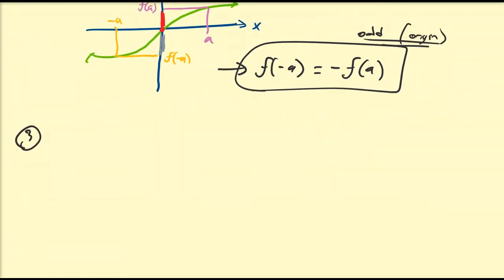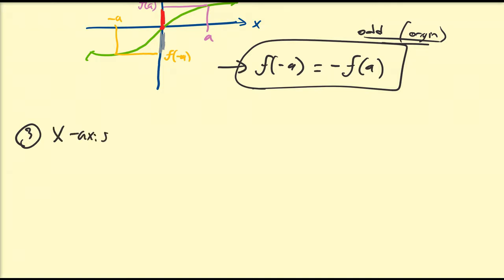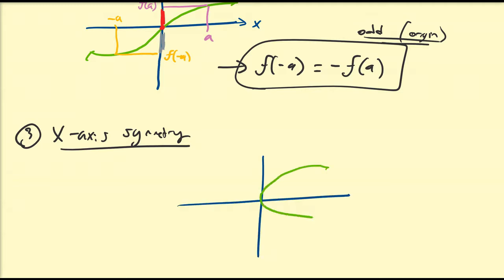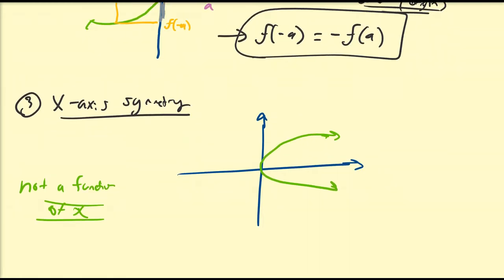So what about a curve that has x-axis symmetry? If a curve has x-axis symmetry, that means it has to look something like this. If this is the case, clearly this is not a function of x. You can easily test that by drawing a vertical line, and it's going to fail the vertical line test. Actually, the only curve that is symmetric about the x-axis that is a function of x is the curve y is equal to 0, namely the x-axis.